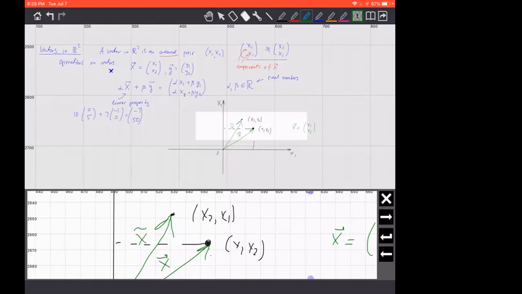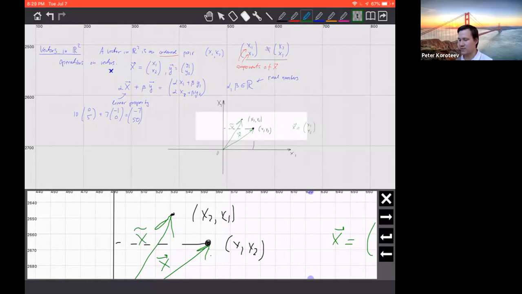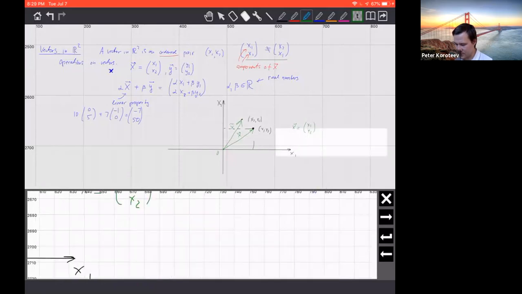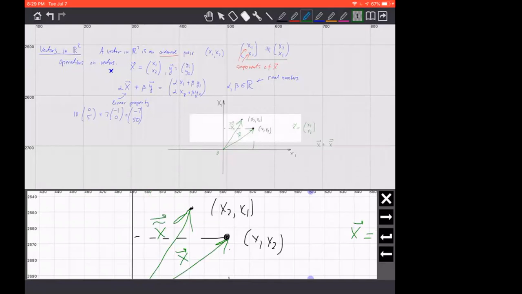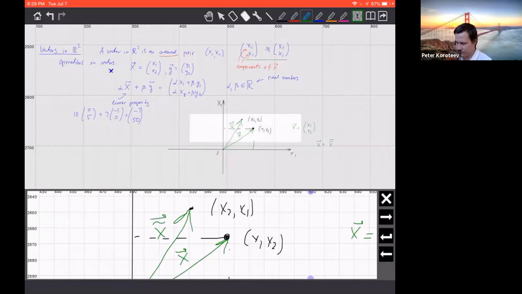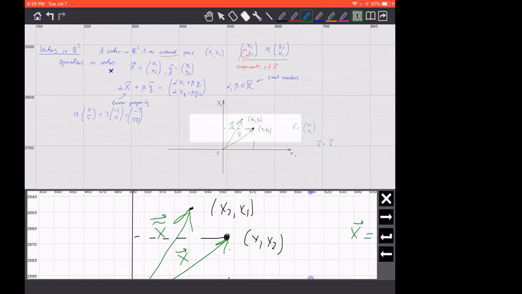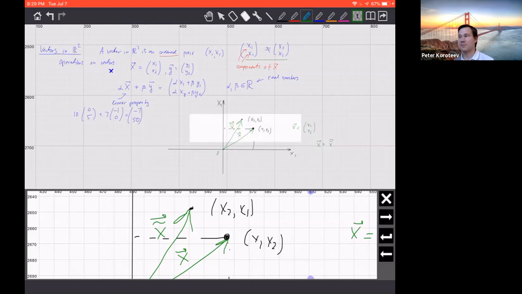Right. So do you know how to add vectors geometrically? If you have these 2 vectors x and x tilde, how can you draw vector x plus x tilde? Yeah, I think there is a rule. Remember how it's called? Parallelogram, right? It's either parallelogram or the triangle rule.